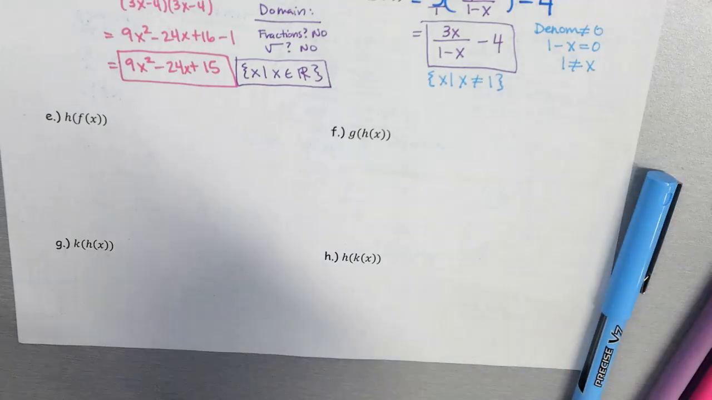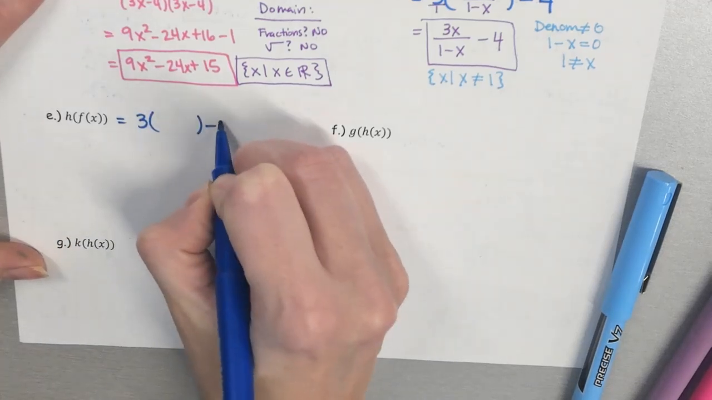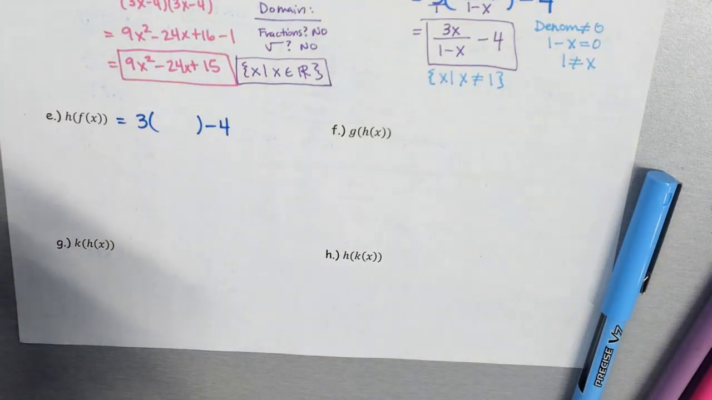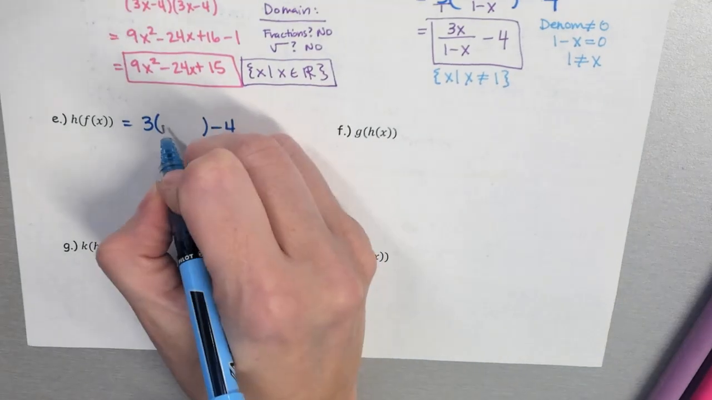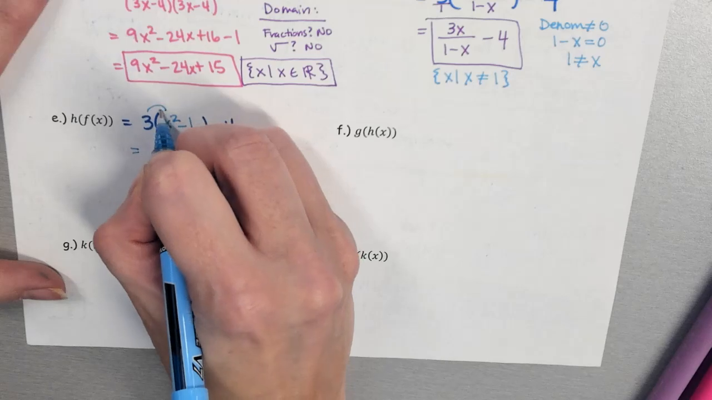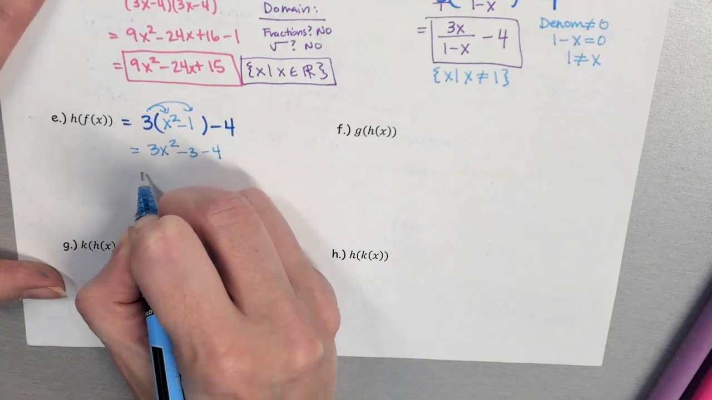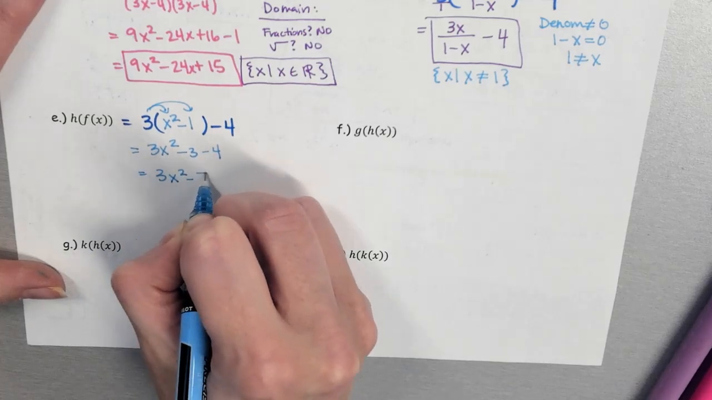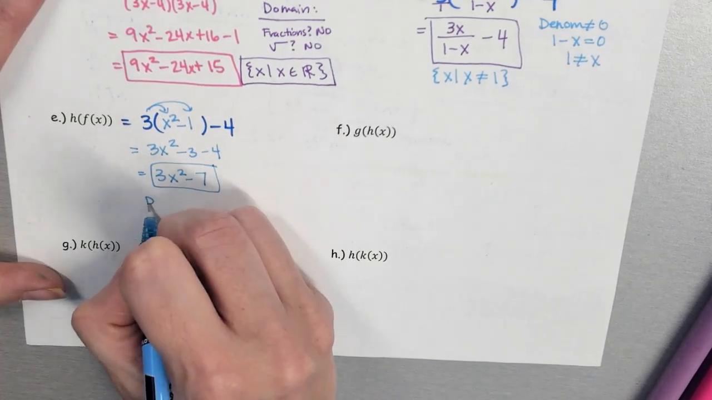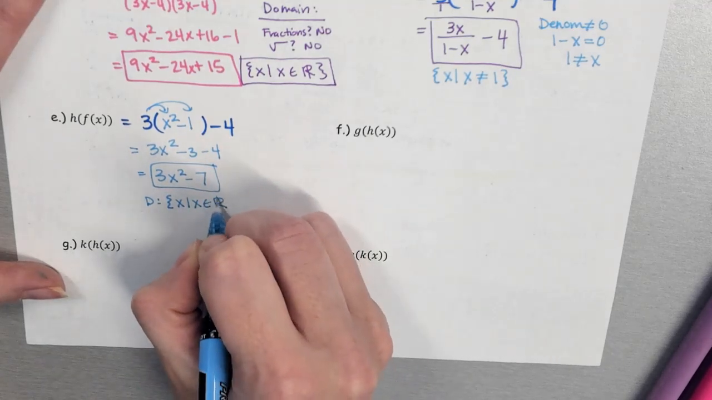All right, looking around, it looks like E went pretty well. So you have 3x minus 4. You plugged in x squared minus 1. And then, yep, you just have to distribute. So it's 3x squared minus 3 minus 4. Combine your like terms. And what's your domain? Yay.